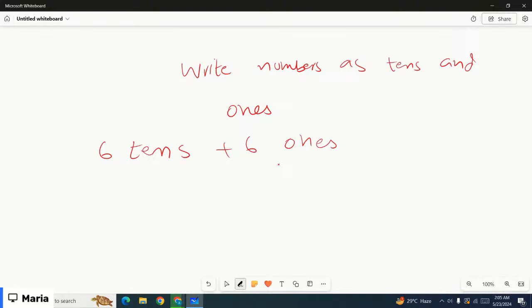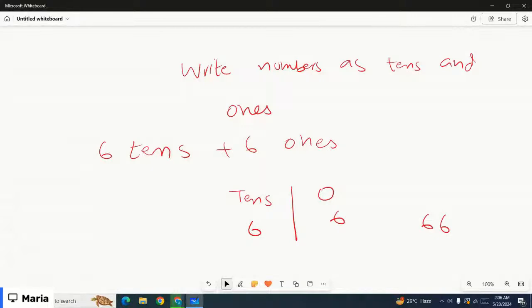6 tens and 6 ones. When you look at the place value chart, the rightmost digit is always the digit at the ones position, right? So you have 6 ones and 6 tens, so together they make 66, right? The correct option is 66.